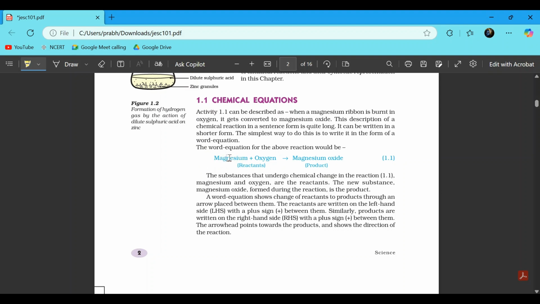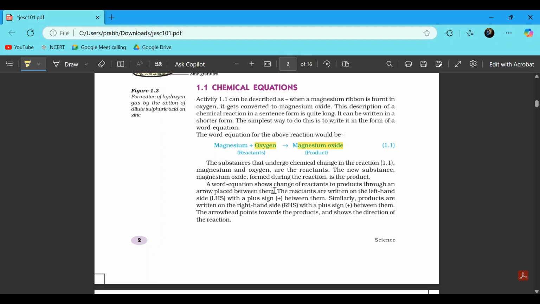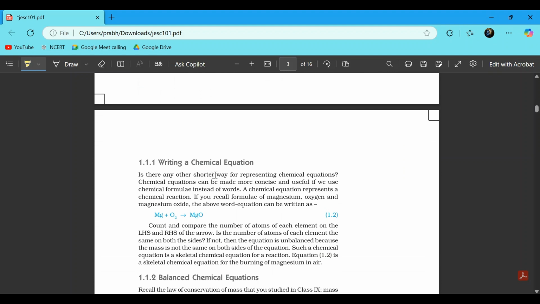So in the first example you saw that you have taken magnesium, and magnesium is burning in the presence of oxygen. In air there are lots of gases, but oxygen is the only driving force which burns everything. So magnesium plus oxygen gives magnesium oxide. Firstly we are writing it in word form, then we will learn it in symbol form also. Magnesium is denoted by Mg. In ninth you have done this, and oxygen is denoted by O.